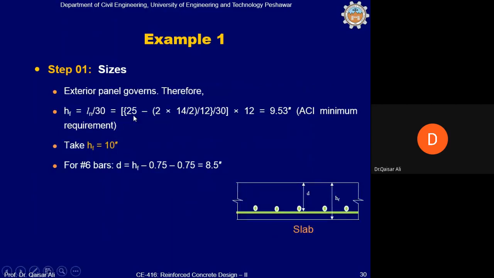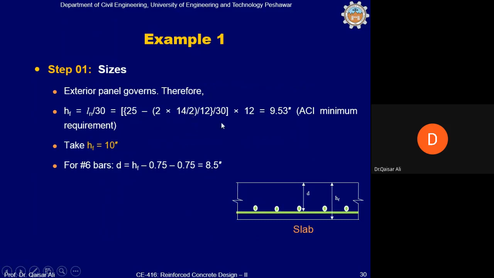Clear length is calculated from the center to center length of 25 feet, 25 feet minus the one column size, which means half the column on one side and half the column on the other side. Half the column means 14 divided by 2 and further multiply by 2. This 2 will be cancelled with this 2, so one column size will be subtracted from 25 feet, and then this will give you the clear length.